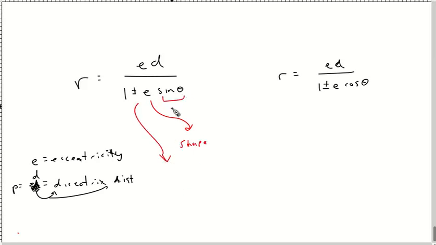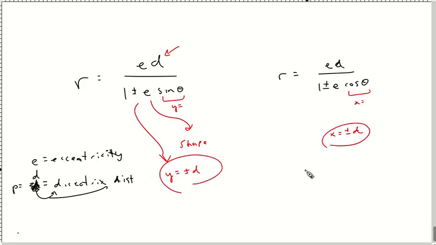So here we're going to have a y equals. Here we're going to have an x equals for my directrix stuff. And then my d is actually the directrix value. So in this particular one, I would have y is equal to plus or minus d. And here I have x is equal to plus or minus d for my directrix. These are the directrix equations, I guess you can say. So if you had a plus, you have a plus, a minus, and a minus. Same thing here. So the x and the y changes for sine and cosine.